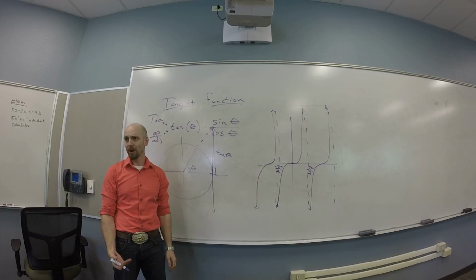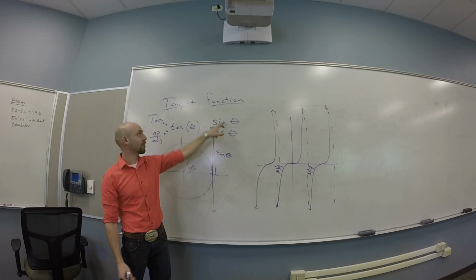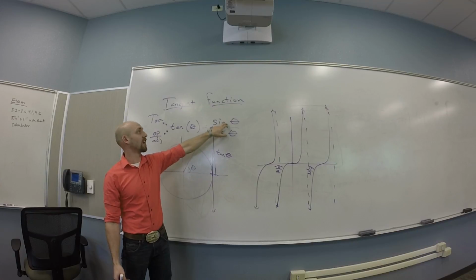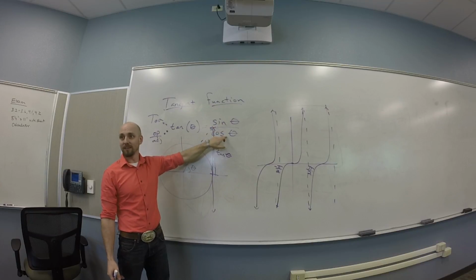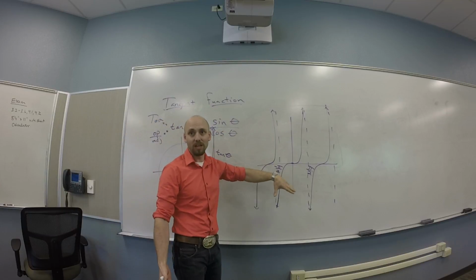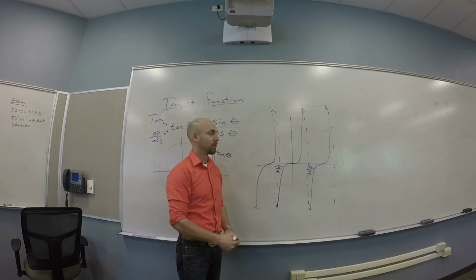Do you guys remember that about asymptotes? They come from where you have a number over 0. At 90 degrees, sine is 1 and cosine is 0, so you have 1 over 0. That causes that vertical asymptote. You guys cool with that?